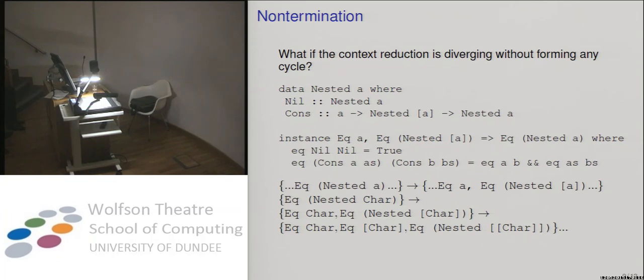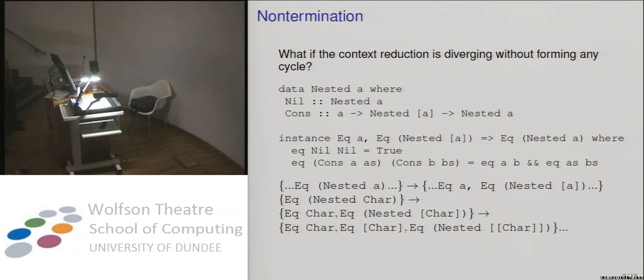So we could write a declaration that looks like this. We define an equality method on Nasty A, and we proceed to define the equality method for the empty case. We automatically return true. I guess I'm actually missing a case here, but for the non-empty case, if both Nasty are non-empty, then we recursively apply the EQ on A and B, and EQ on AS and BS.